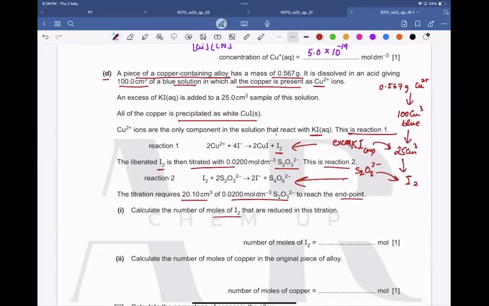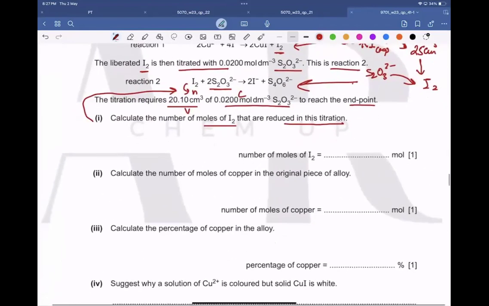Okay, calculate the number of moles of iodine that are reduced in this titration. So it means they are asking about these moles in part 1. Okay, so if I get the moles of thiosulfate, because I know its concentration and its volume, I divide it by 2 to get the moles of iodine because the ratio is 2:1. So first I will find the moles of thiosulfate, and for that I know its concentration, which is 0.0200, times its volume, which is in centimeter cube, so I have to divide it by 1000. So I'm going to get the moles of thiosulfate. Can anyone calculate the moles of thiosulfate and tell me the answer, please?